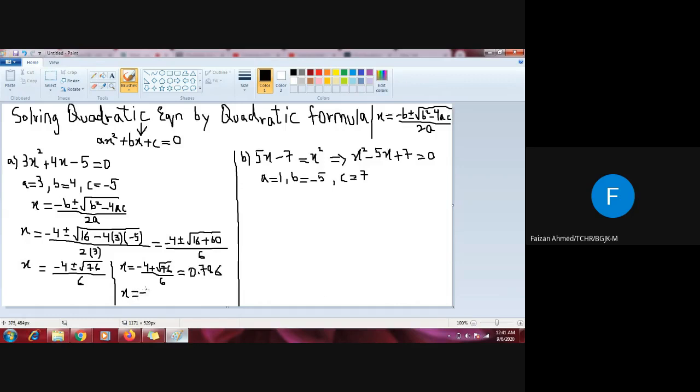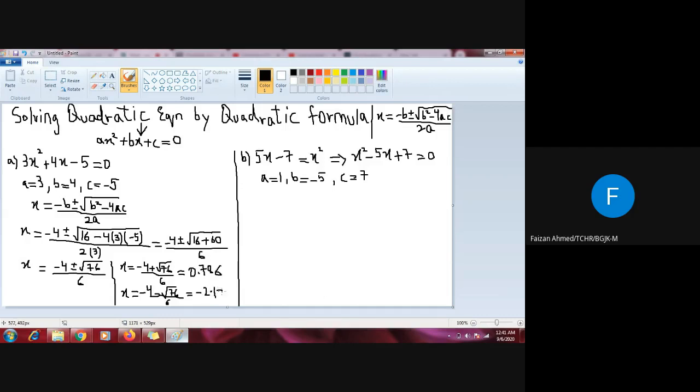And when I go with the negative square root, I will write it like this: x will be equal to -4, and then I will use a negative square root of 76, whole divided by 6. So I will get a negative answer and my answer will be minus 2.12. So these are the two answers of x.